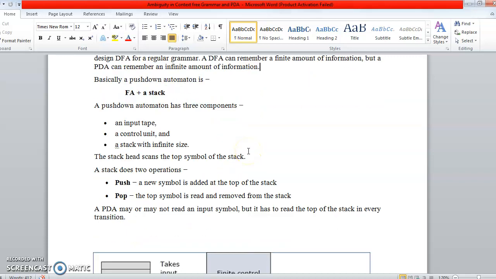In push-down automata operations, this is the structure of the push-down automata, that is FA plus a stack. Here the stack is very important. For infinite information, we need the stack. For a finite state automata, we just deal with a finite number of states. But here we will deal with an infinite number of states. For an infinite number of states, we will use the stack. So the push-down automata is nothing but the combination of finite automata and a stack.